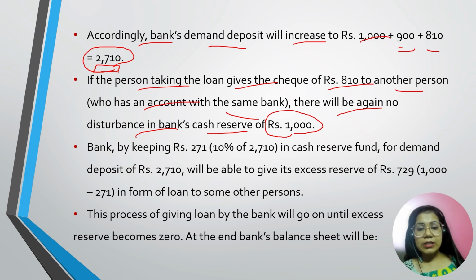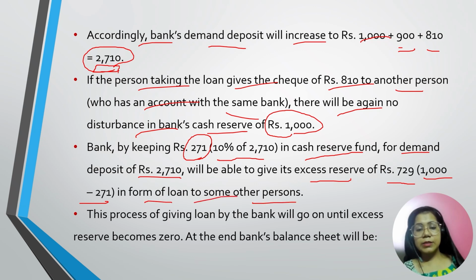It will be 10% of 2710, which is 271 rupees. So banks will keep 271 rupees in the cash reserve fund for demand deposit of 2710, and what will be left will be the excess reserve of rupees 729. How did we get this? 1000 minus 271. So it will be given in the form of loan to some other person.